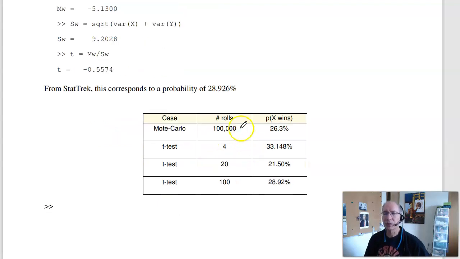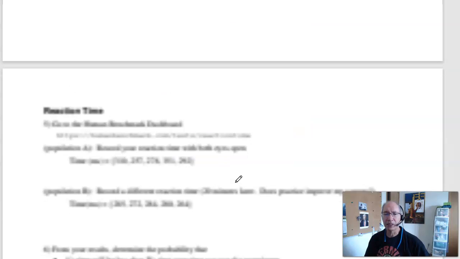So here are the results. The true odds, well, almost the true odds with Monte Carlo, if I roll the dice 100,000 times, X won 26% of the time. If I only roll the dice 4 times, I can come up with a pretty good estimate for the probability of X winning. As I roll the dice more and more, I get more and more accurate. And these numbers will vary. They're random. But I don't need 100,000 rolls. So that's kind of the idea of a t-test.